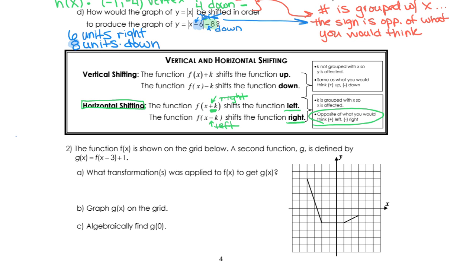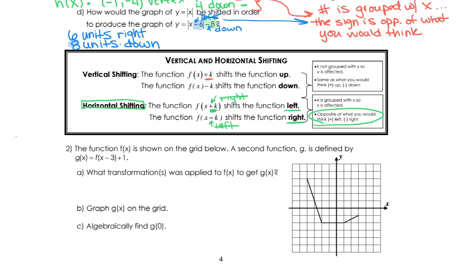So opposite of what you would think. Positive actually means left, negative actually means right, okay? If you're grouped with x, the x is affected. All right, so going back up, with vertical, notice that plus k is not grouped with the x.